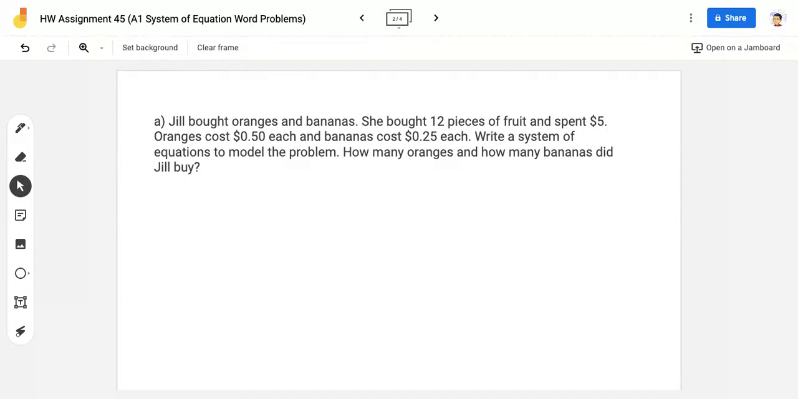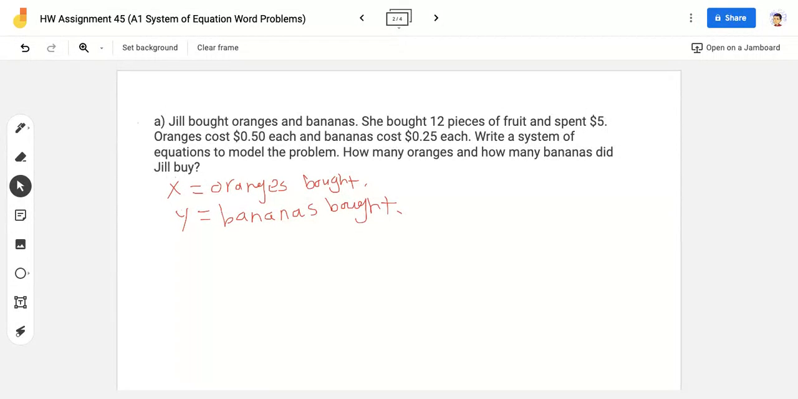So, we have different variables that we can use, but the first thing that I'm asking us to do all the time is identify the variables. So I'm going to use X's and Y's. X is going to be equal to oranges bought, and Y is going to be equal to bananas bought. I'm just going to focus on how to create the system, and then you'll be able to solve on your own.